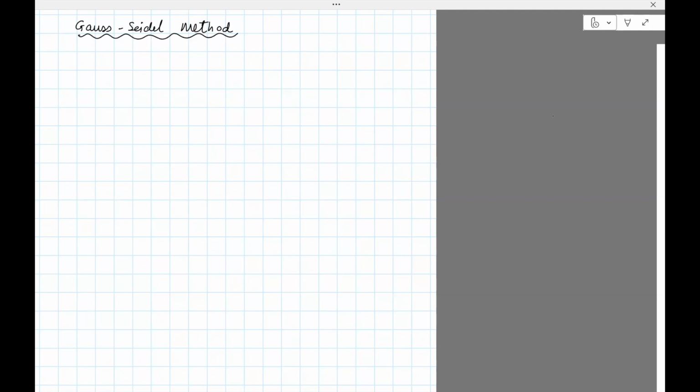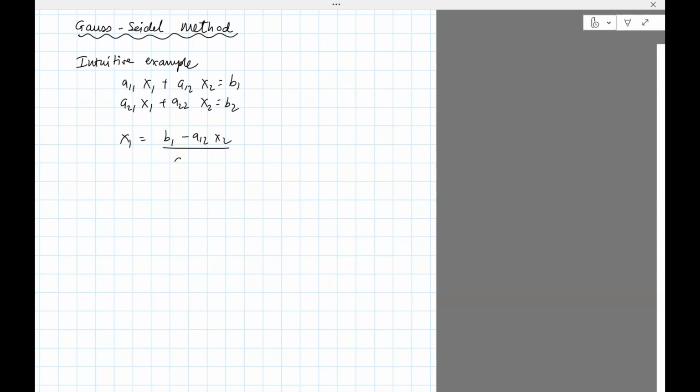Okay, I'll motivate it with the same example. So, intuitive example. We wrote down those two equations. I'll write the same equations. Okay, we solve for x1, and for x2 using the second equation.